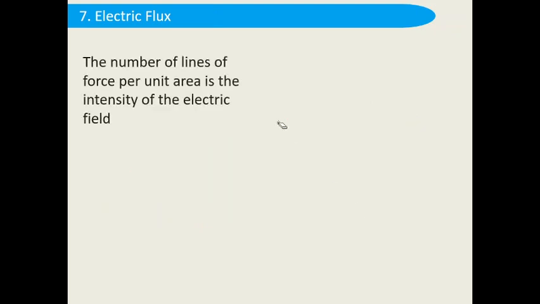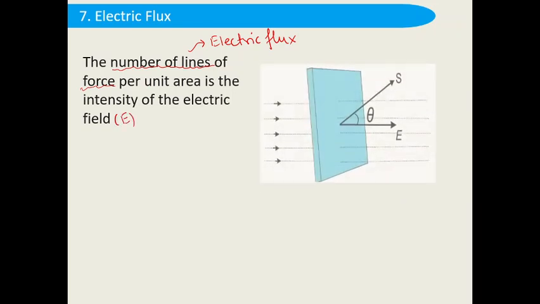So let us talk about the definition of electric flux. The number of lines of forces per unit area is called electric field. So these lines of forces are nothing but electric flux. That means electric flux per unit area is called electric field. So the electric flux per unit area is the intensity of electric field, which is denoted by E. Let us consider an example.